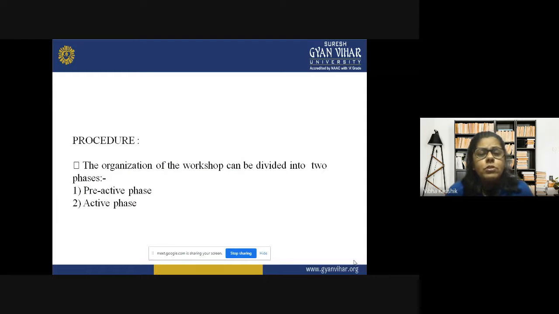Now, the procedure, the organization of the workshop, can be divided into two phases. It means that if we have decided to organize a workshop, then that workshop can be divided into two phases. There are two phases for organizing and conducting a workshop. The first one is the pre-active phase and the second one is the active phase.